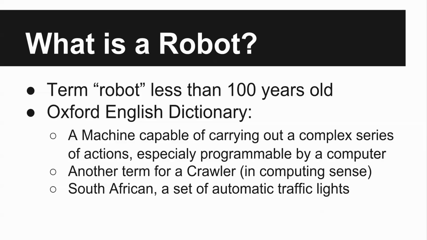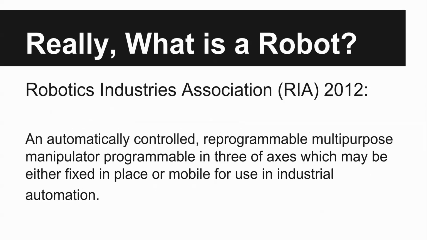The Oxford English Dictionary has it as a machine capable of carrying out a complex series of actions, especially programmable by a computer. But then there's other pieces that have to do with computer sensing type of program, or in the case of South Africa, it's a South African set of automatic traffic lights. So it's kind of all over the place with regards to the definition. So really, what is a robot?